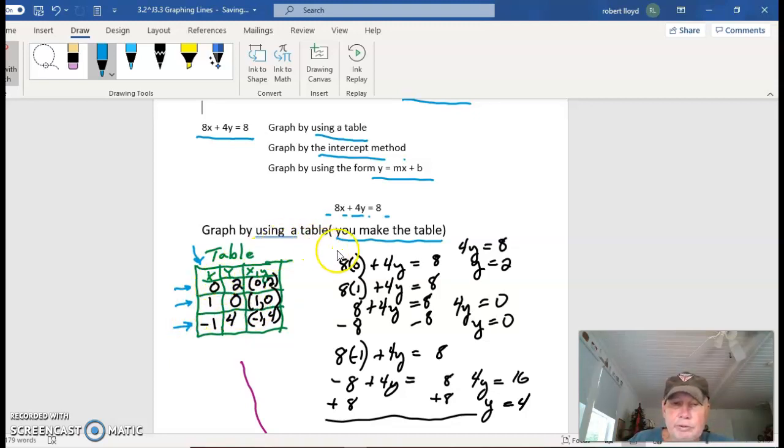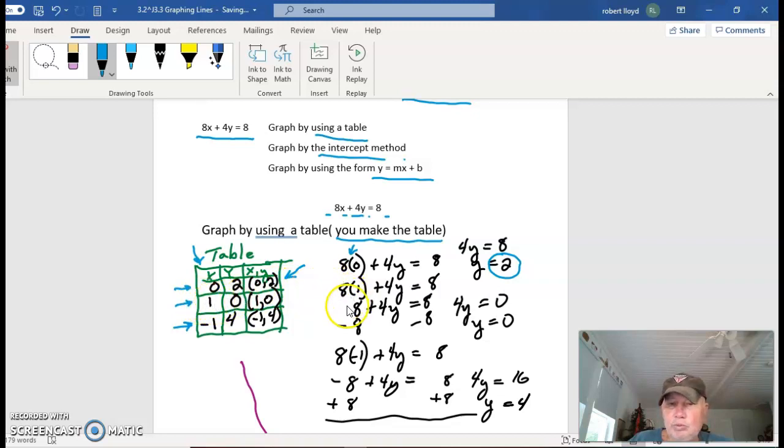So when you put 0 into this equation for the x, you're going to end up with 0 plus 4y equals 8. So 4y equals 8. You divide both sides by 4, and you get y equals 2. So then the ordered pair is, when you put x as 0, you end up with y being 2. So that's an ordered pair that we can plot.